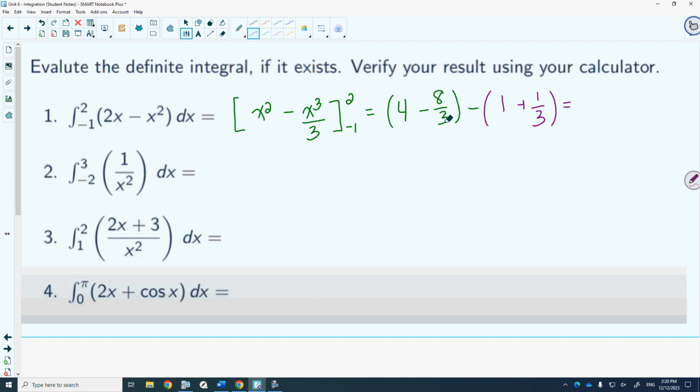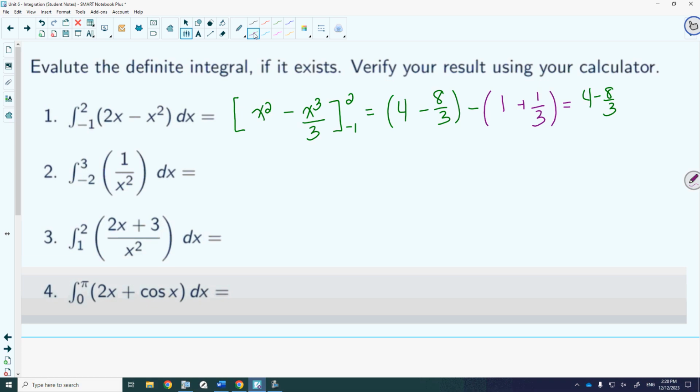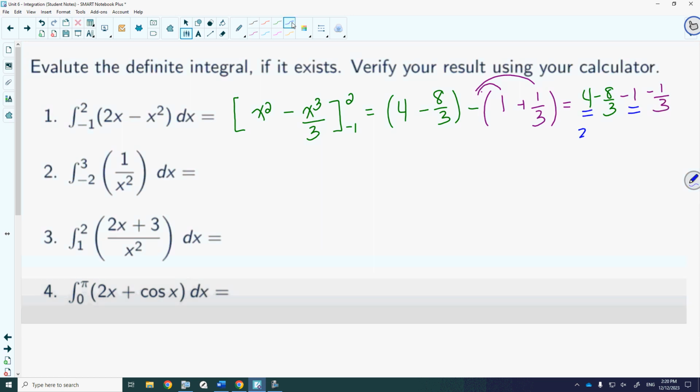Now, instead of getting common denominators at this stage, you could, or you could see that 8 over 3 and 1/3 can actually be combined if I remove my brackets. So what I would have is 4 minus 8/3, and then minus 1 when I distribute that in, minus 1/3. This will give me 3 minus 9/3. That's not how I did it. Let me just double check. 4 minus 8/3, 1 plus 1/3.